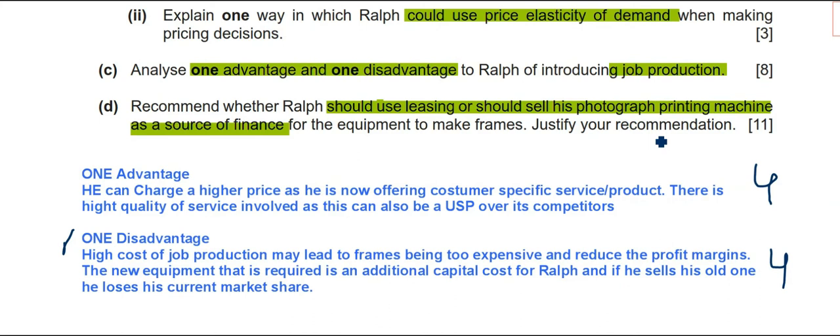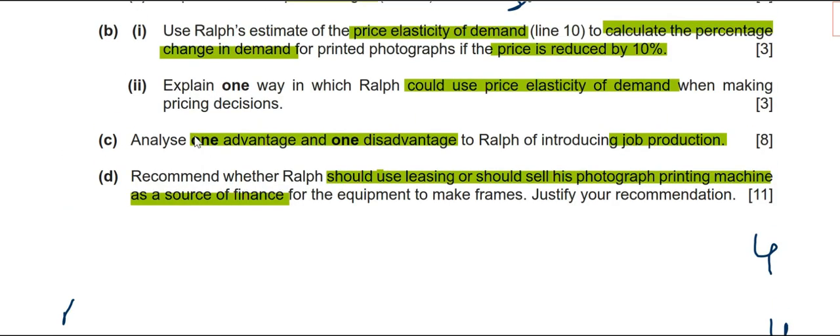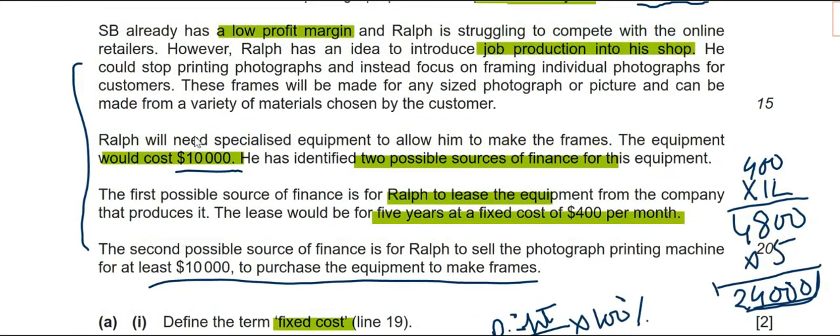So now moving on to part D, which is: recommend whether Ralph should use leasing or should sell his photograph printing machine as a source of finance for the equipment to make frames. Justify your recommendation. Before I answer this part, I'll move back to the data. Remember, while we were reading this, I did a small calculation over here, where it was identified that he will be paying a fixed cost of 400 per month in order to obtain this equipment on leasing.